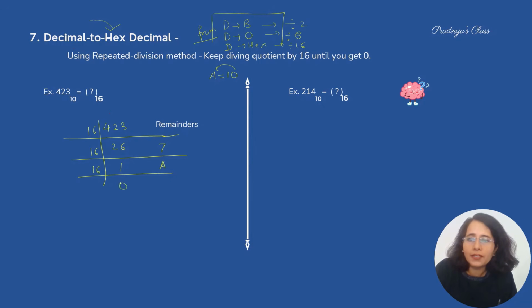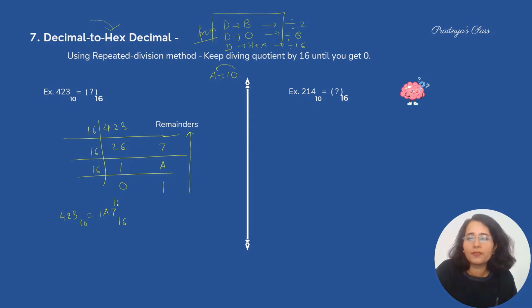So now we will get 0, remainder will be 1. Now we have to note down these remainders from bottom to top. So our answer is 1A7. So we started with 423, that was a decimal number, and we converted it into a hexadecimal number system. If you want to cross check, you know we have studied this when we were discussing the different number systems.